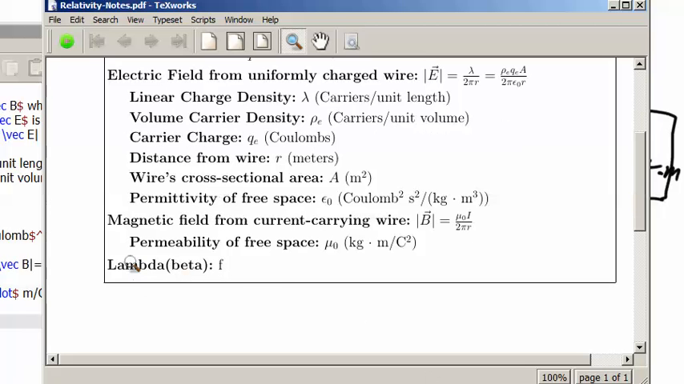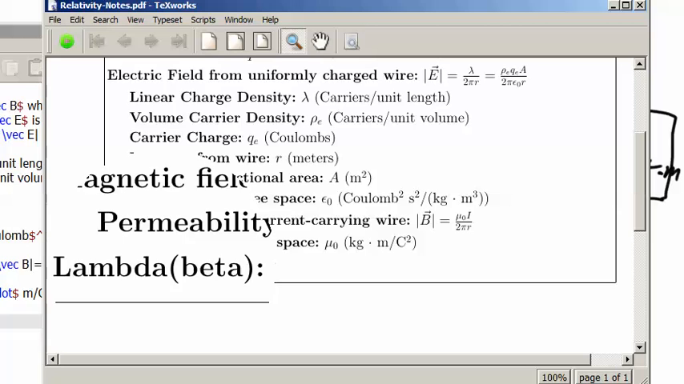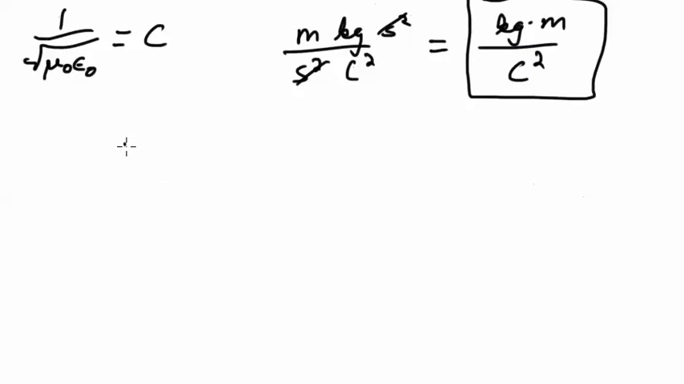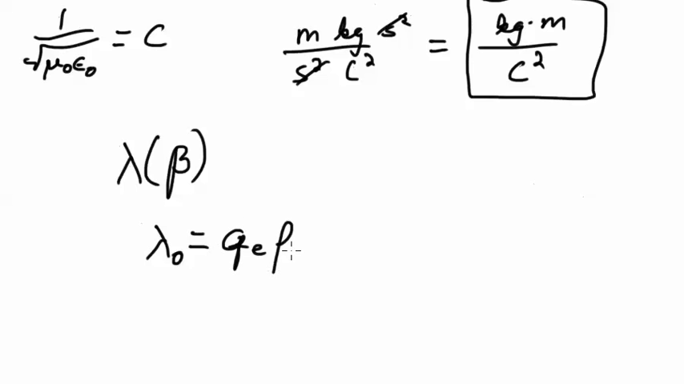Okay, the next thing I want to do is create a function, lambda of beta. Actually, it would look more like this, but lambda naught is q sub e rho sub q times the area of wire, cross-sectional area. Beta is going to be the velocity of those charge carriers. Sorry, that should be an E. The velocity of the charge carriers divided by the speed of light.